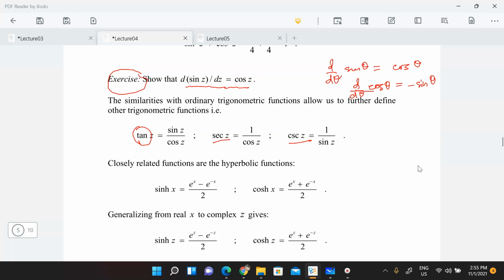Let's see how much more. This is page 5. Let me just continue with the hyperbolic functions, and then we'll take a break, say around 3 to 5 minutes.